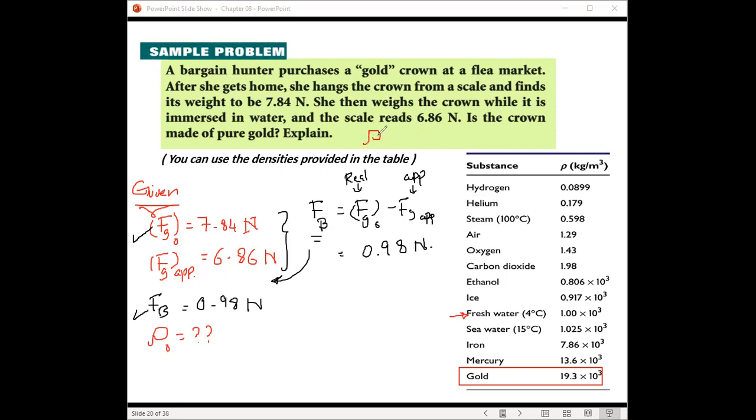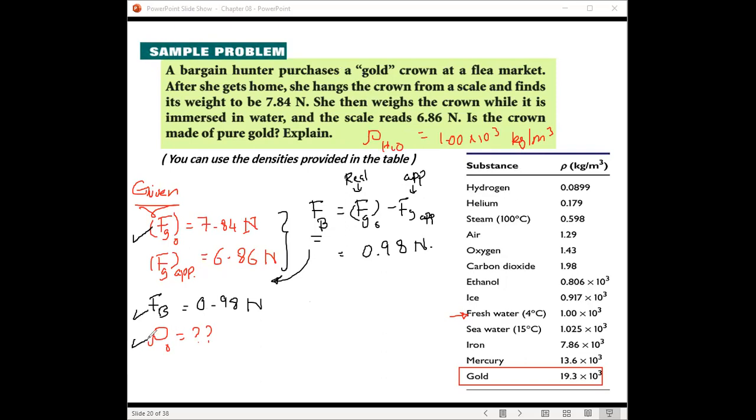The density of fresh water is 1,000, or 1 times 10 to the power of 3 kilograms per cubic meter, which is 1,000. Excellent. So this is the density of water. So now we have these 3 things.